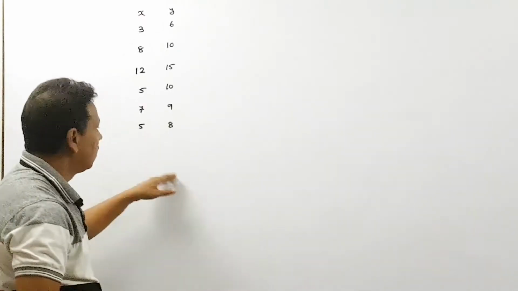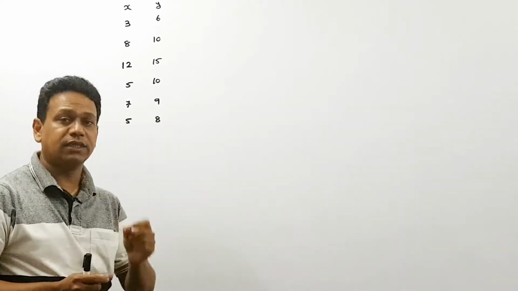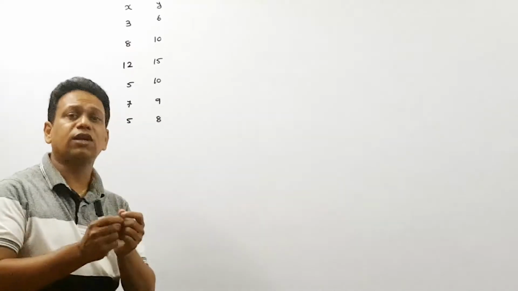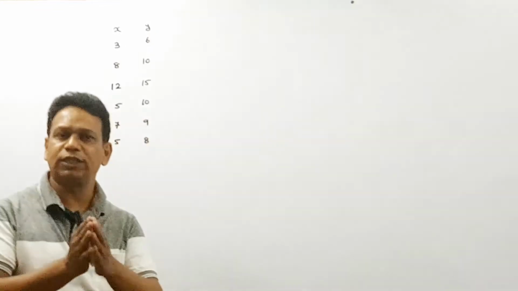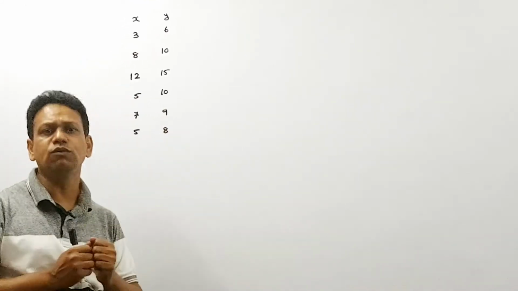Dear friends, in the previous example, X and Y had big numbers. At that time I suggested that we are not comfortable with big numbers, so we always convert the big numbers into small numbers by using the method of change of origin. That is the property. So now here the numbers are small. So it's good news. There is no need to be worried.